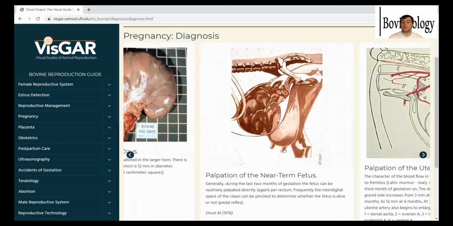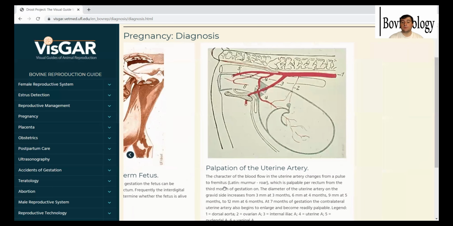So here we have palpation of a near-term fetus, and here we have palpation of the uterine artery. This brings me to the last landmark, which of course does not include the fetus itself. You can palpate the artery on the pregnant horn and on the non-pregnant horn, and you can actually feel the blood flow, right? That's called the fremitus. So around 100 days of pregnancy, you can feel fremitus, so you can feel the artery shaking, pulsing in your hand on the pregnant horn. And around 200 days, so double the time, you can feel the fremitus on the non-pregnant horn.